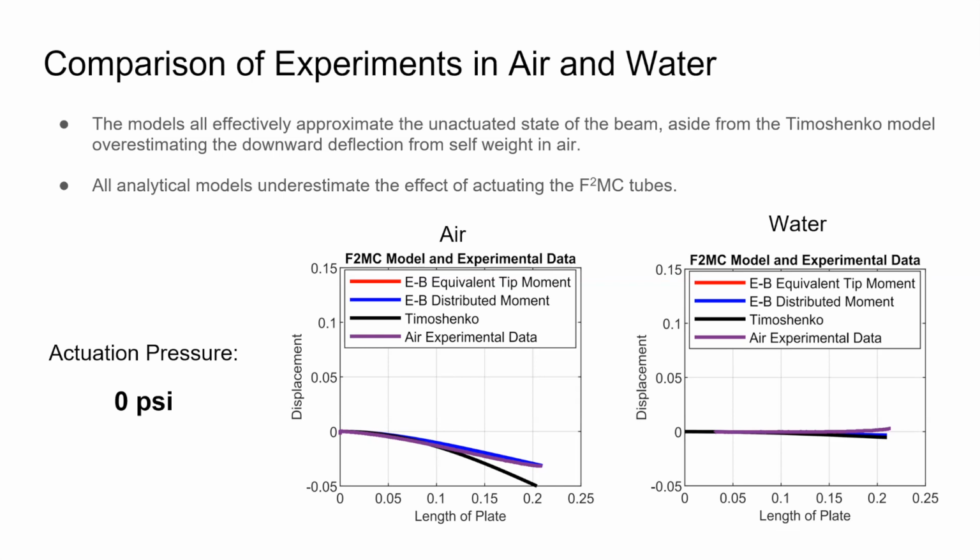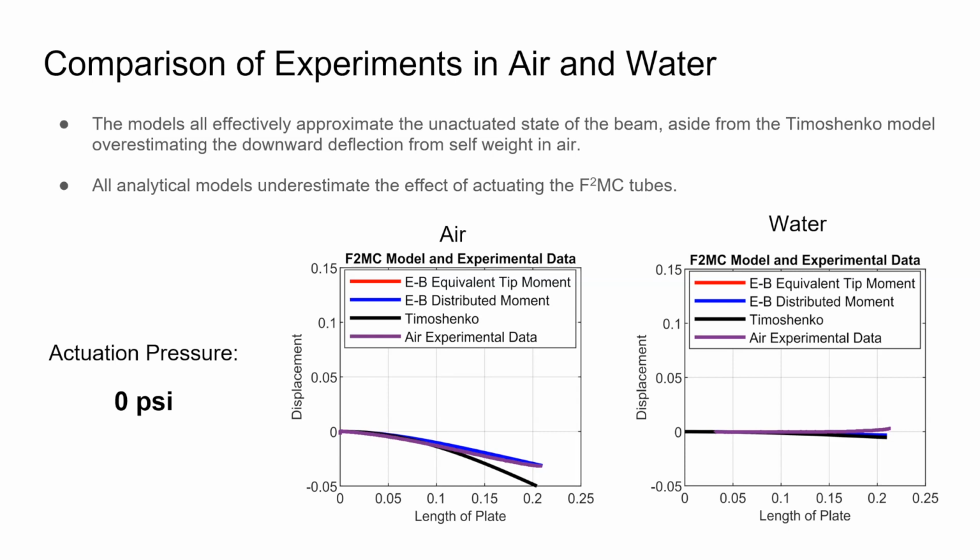Now comparing the experimental data to the models, we can see the models plotted with the experimental data in purple, with the air experiments on the left plot and the water on the right. In this initial position, we see the plates in the unactuated state along with their model predictions. In both cases, the Euler-Bernoulli models predict approximately the true deflections found in the experiments, while the Timoshenko is only accurate for water while grossly over-exaggerating the deflection due to self-weight in the air.